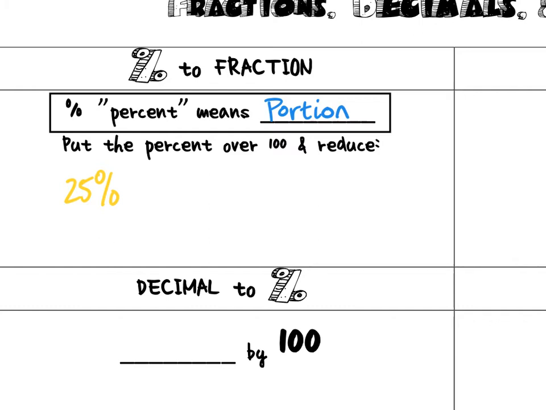So if we start with 25%, if we are trying to make 25% into a fraction, all you do is you take whatever the percentage is and you put it over 100. That happens every single time. For percents, whenever you're using a percentage to make it into a fraction, it's always divided by 100. So, at this point, you got 25 divided by 100.